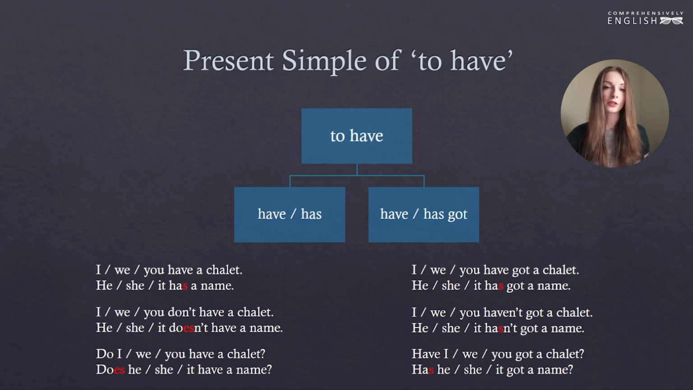So we say, I, we, you have got a chalet, he, she, it has got a name. I, we, you haven't got a chalet, he, she, it hasn't got a name. Have I, we, you got a chalet? Has he, she, it got a name? You see, instead of using do or does, have or has is used as an auxiliary verb.